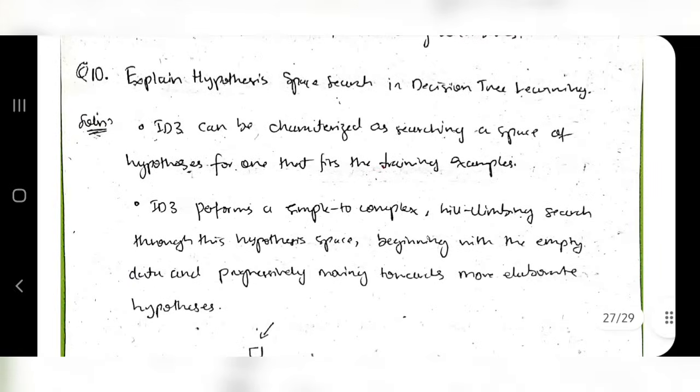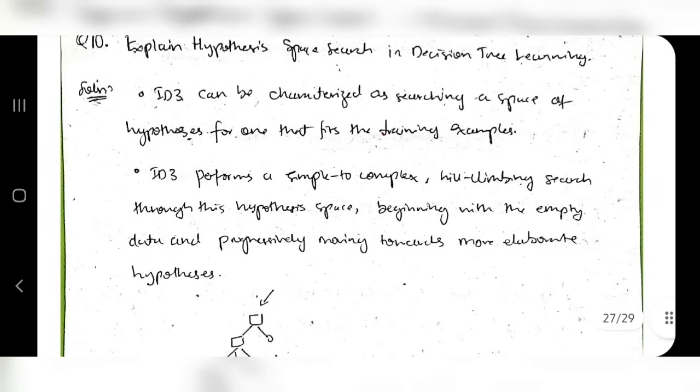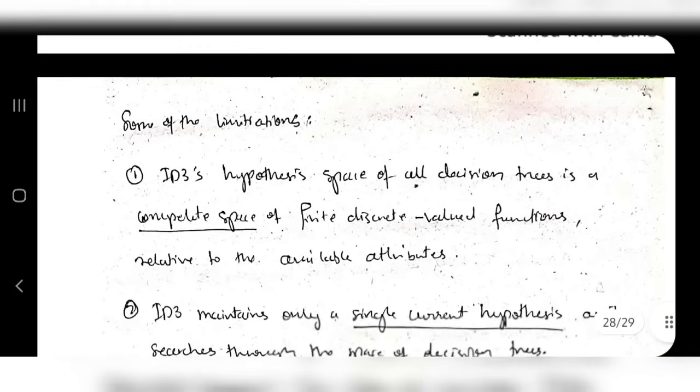Then we have hypothesis space search in decision tree learning. Hypothesis space search is just a space search where all the possible combinations and answers are there. From that we are selecting the best one. For that ID3 can be used, and I'm not explaining this theorem, I'm just telling you the basics of it. There's a tree here and many possibilities of selecting, based on the information gain values. Okay, just doing that one.